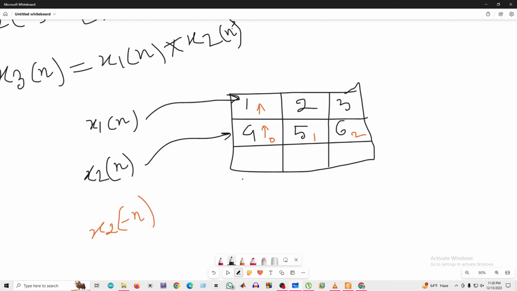After the folding, your 4 is still there, but the 5 goes to minus 1. So let us draw here minus 1. And your 6 now goes to minus 2. So this is your minus 1 index, this is your minus 2 index. Now your folding is done, and all the other samples are 0 because the cell is basically empty.